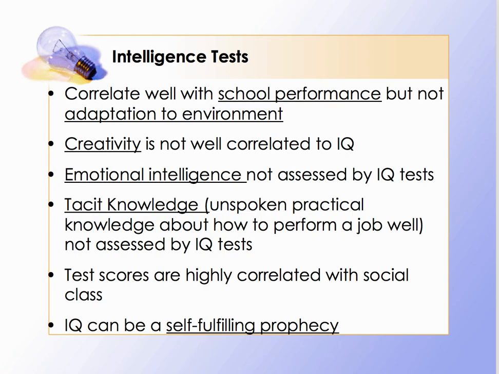Test scores are highly correlated with social class, so we see that high SES tends to have higher IQ scores, and IQ can be a self-fulfilling prophecy. So believing you have a high IQ can just increase that IQ or keep it around that level. Believing you have a low one, once again, can decrease or keep you at a low level. So it can be a self-fulfilling prophecy.